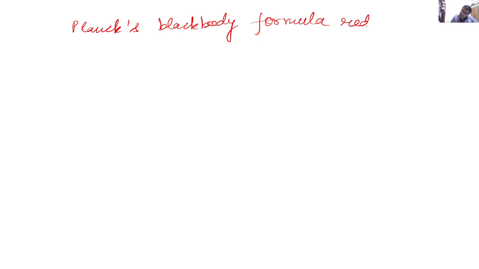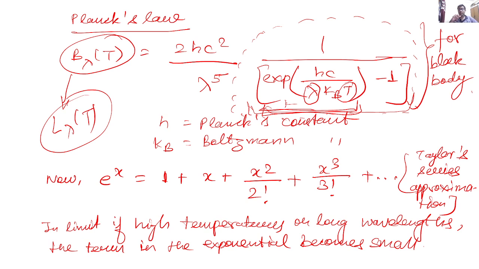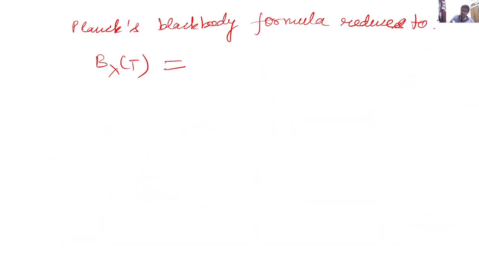So Planck's law will now get reduced to Planck's black body formula. B lambda T, it was earlier 2hc square by lambda power 5. So this thing will still stay intact, 2hc square by lambda power 5, this is as it is.